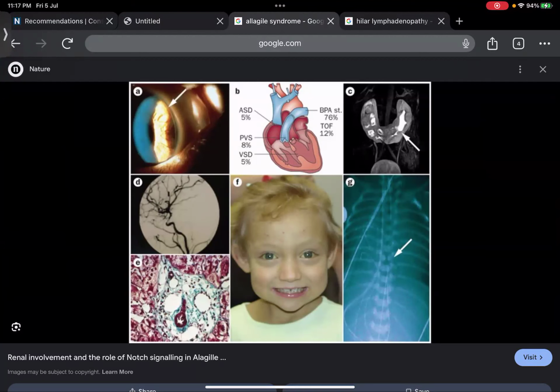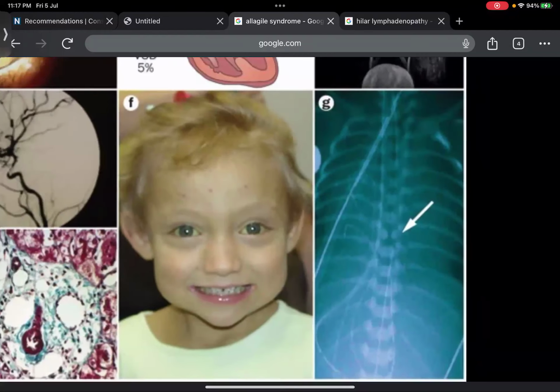The first one is a finding in the eye, posterior embryotoxon. What about the second one? The commonest anomaly in the case of Alagille is peripheral pulmonary stenosis, but it can come with VSD as well. Butterfly vertebra, yes, very commonly they'll ask about it.